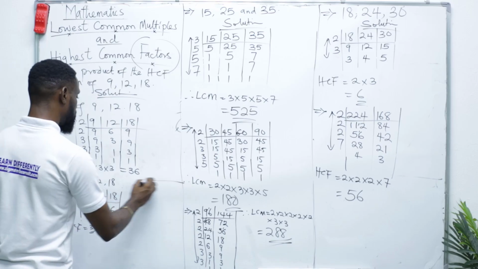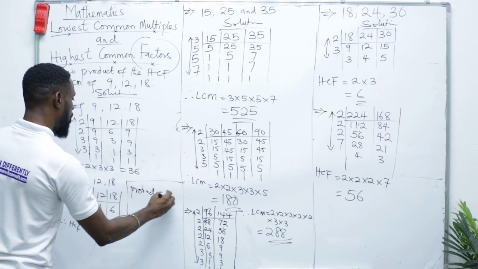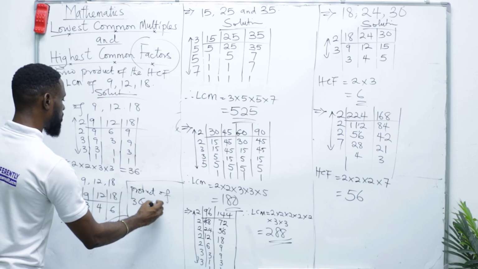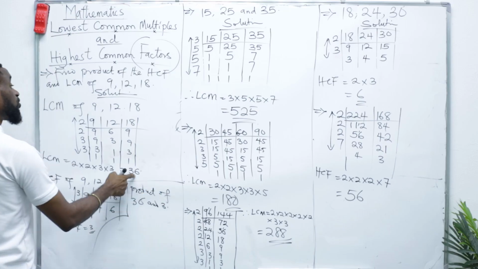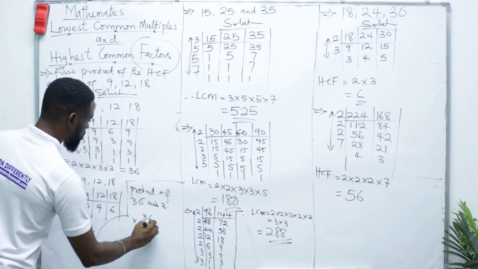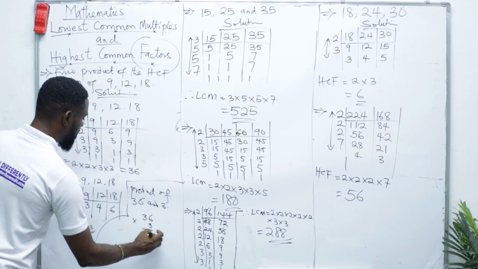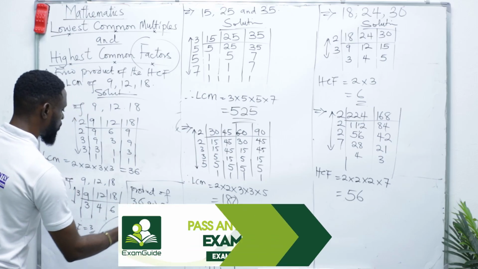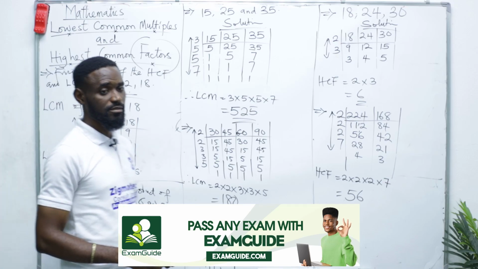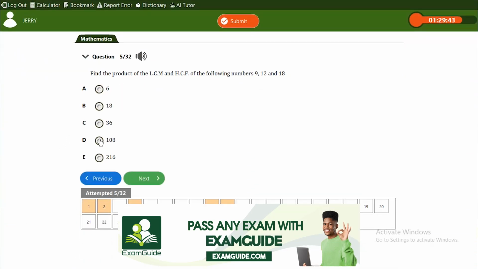So the question they're asking us is to find the product of 36, which is the LCM, and 3, which is the HCF. So this is 36 times 3. So 3 times 6 is 18, right, and 8 carry 1. 3 times 3 is 9 plus 1, 10. So 108 is the answer. That is option D. All right?